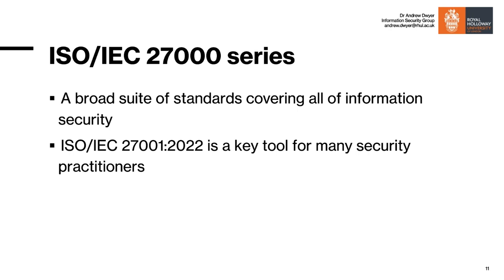But what ISO 27002 does is provide this list of 93 information security controls. Don't worry, I'm not going to go through all 93, but I will do a subset. And it structures these across 4 principal categories. First is organizational, second people, third physical, and fourth technological.